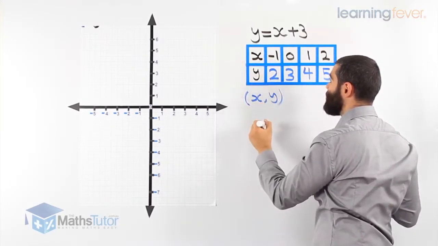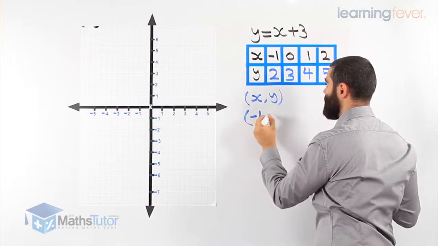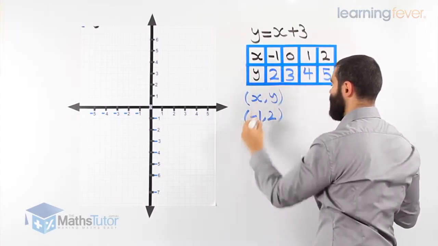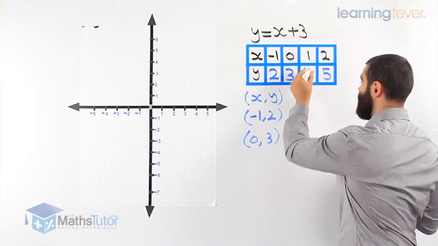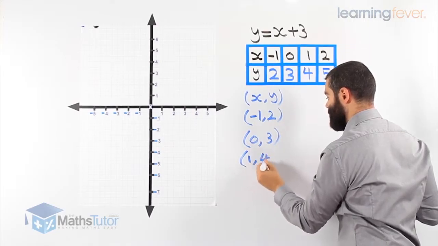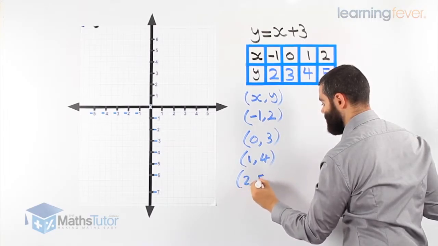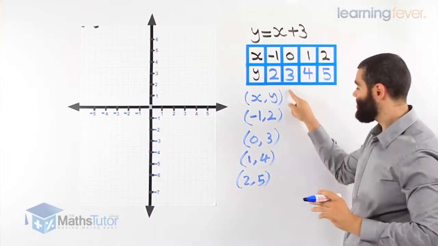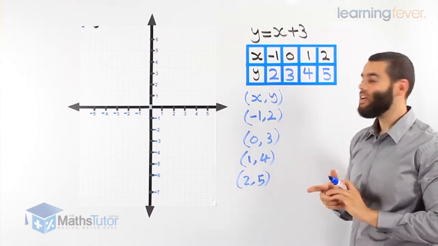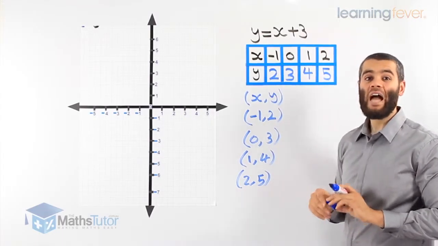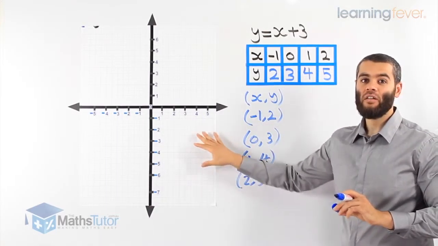x then y, which means that then that. So we're going to write like this: negative 1 and 2, 0 and 3, 1 and 4, and 2 and 5. Now this is exactly the same as that. This is in table form, the table of values. This is in coordinate form. These are our coordinates, meaning these are the points that we're going to graph on the number plane.